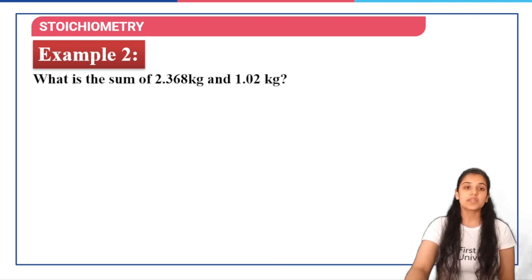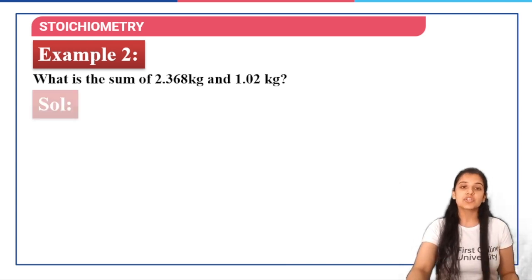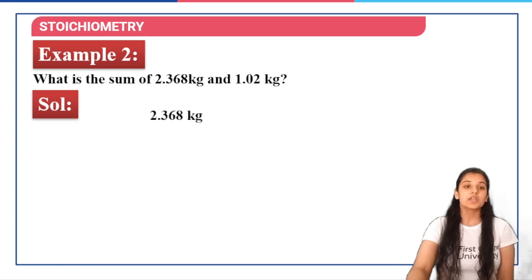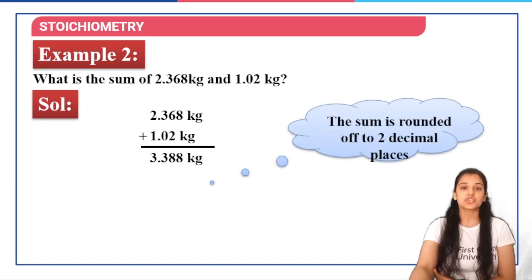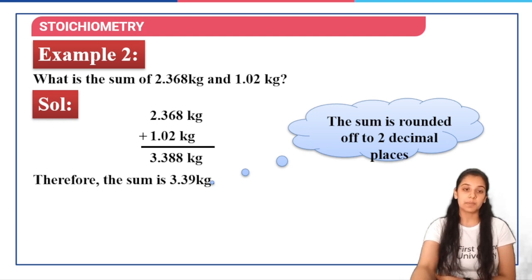Example 2. What is the sum of this kg and this kg? Find out the solution and then match the answer. So 2.368 kg plus 1.02 kg, the answer is this. Again, since we have to follow the least significant digit rule, it will be rounded off to two decimal places. That is, since 8 is being removed, which is greater than 5, so 1 will be added to the preceding digit and the answer will be 3.39 kgs.